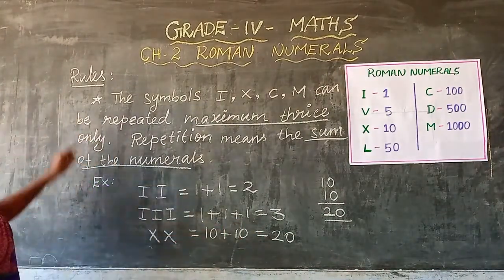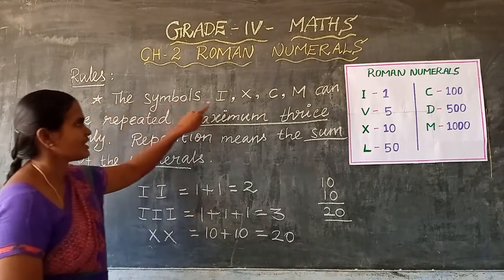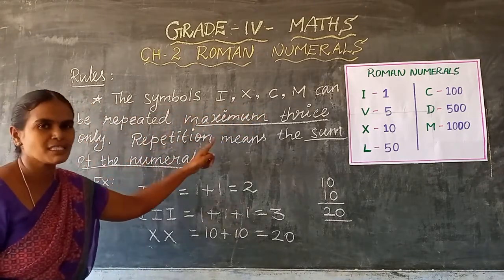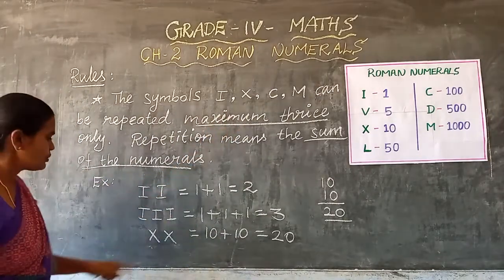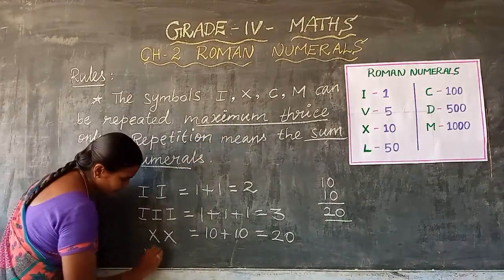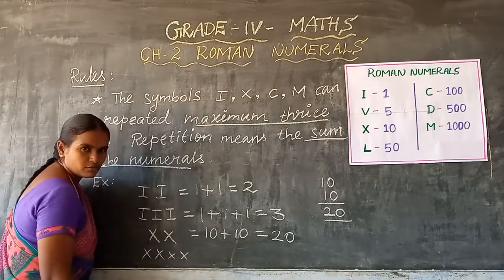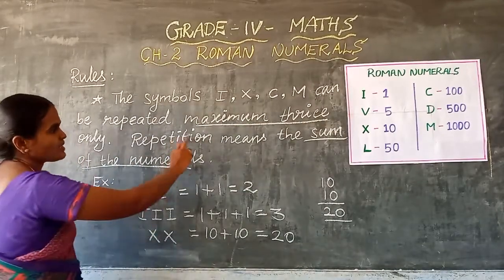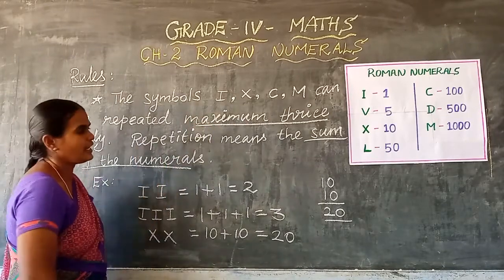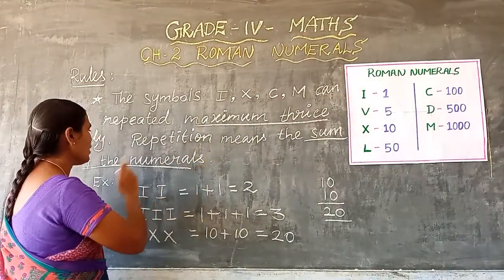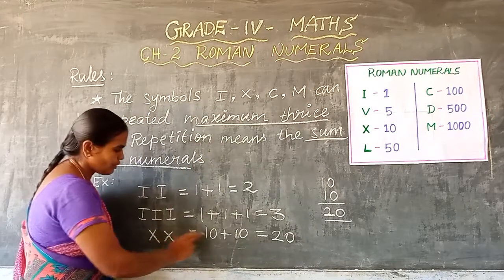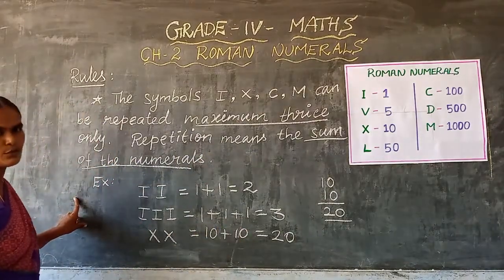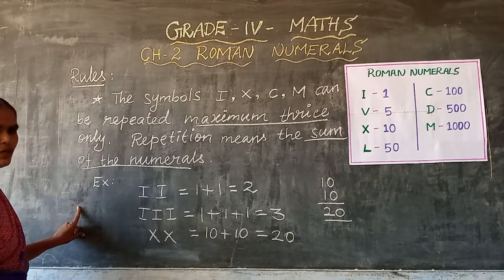So this is the first rule. The symbols I, X, C, M can be repeated maximum 3 times. So if you write X 4 times, it is wrong. No rule for 4 times X. Maximum 3 times only. Okay. Repetition means the sum of the numerals, so you have to add. Copy this first rule in your classwork note.